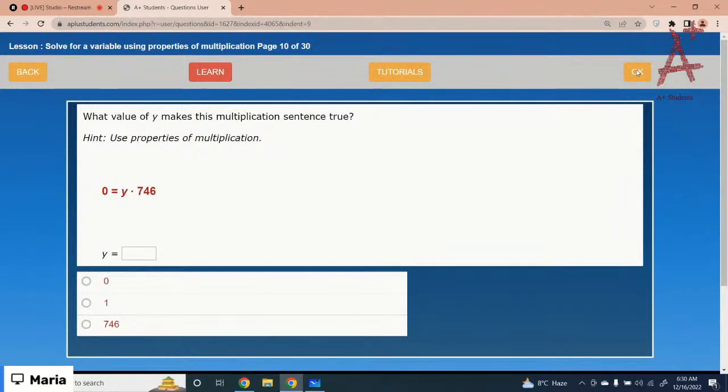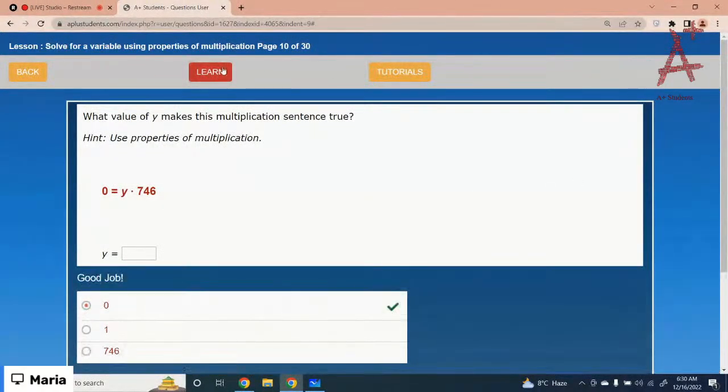Okay, y times 746 equals... yes, it is 0. You just have to keep the names of the properties in mind. That's it. Okay, you can complete the test by yourself later today. Let me just move on to the next lesson.